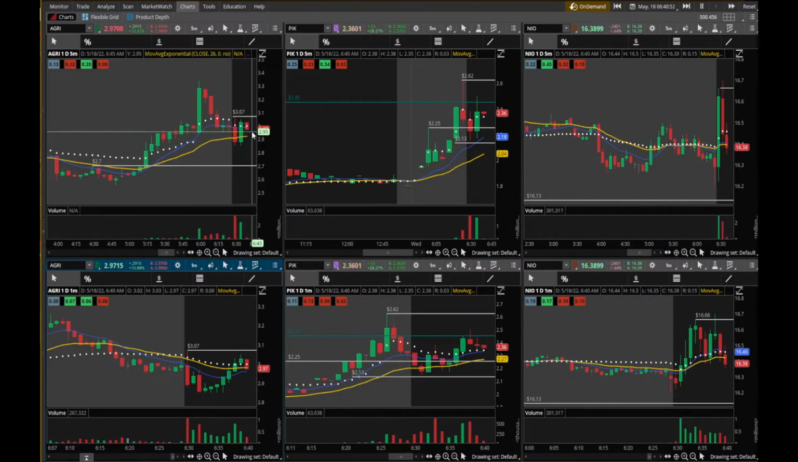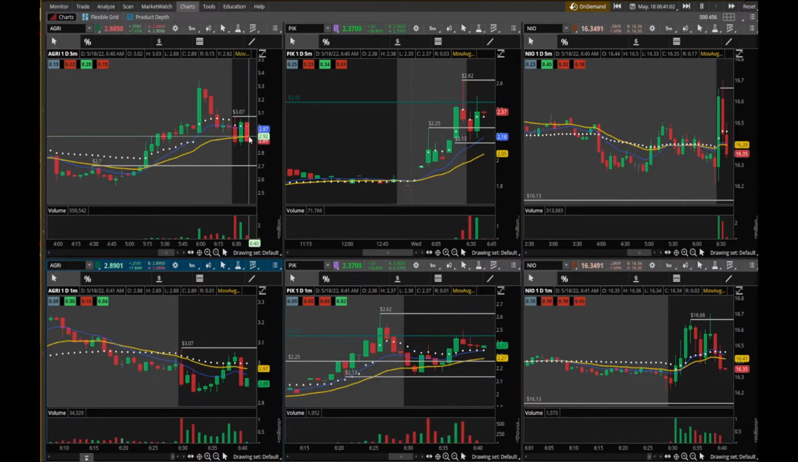AGRI with a nice pullback on the 5 minute. Nice green candle up. Maybe a pullback here before it breaks out over that high of 307. But this is pulling back quite a ways now. Do we get a bounce off the VWAP? Will this make a move back up? Declining volume.